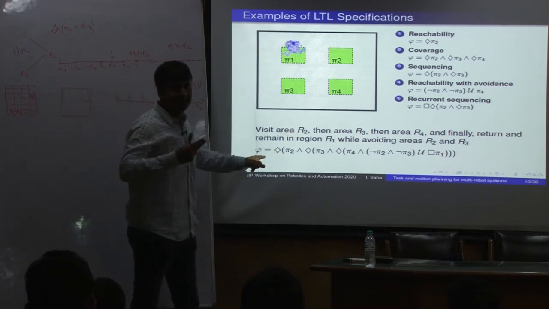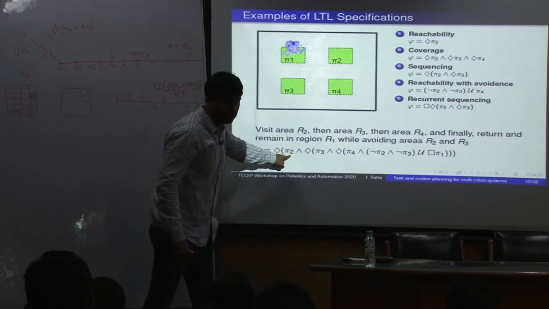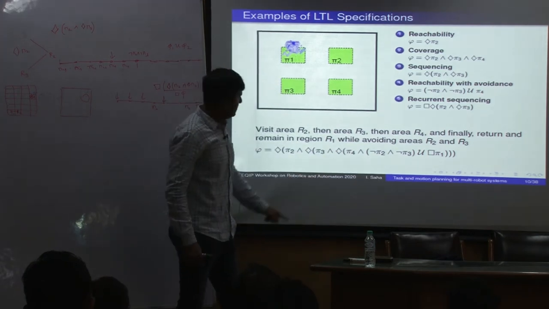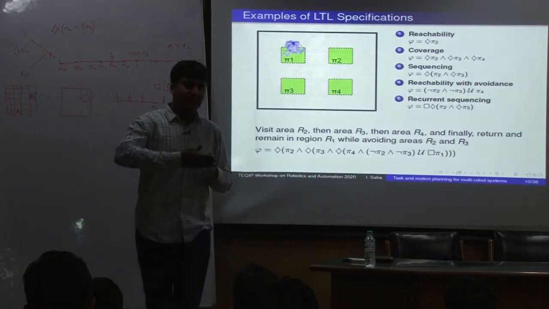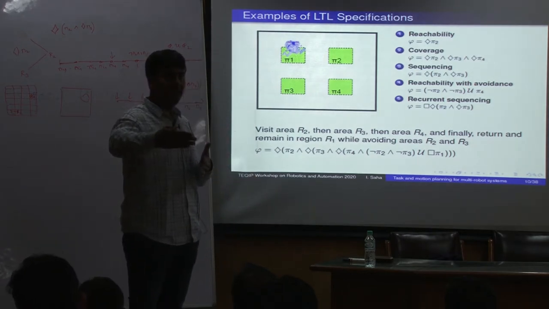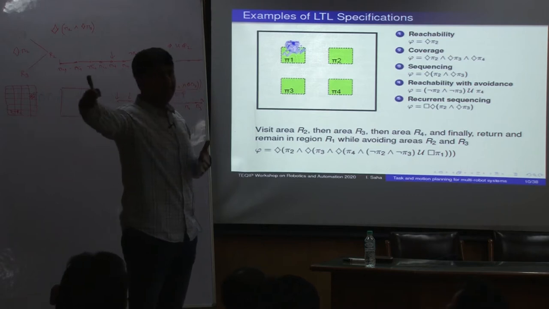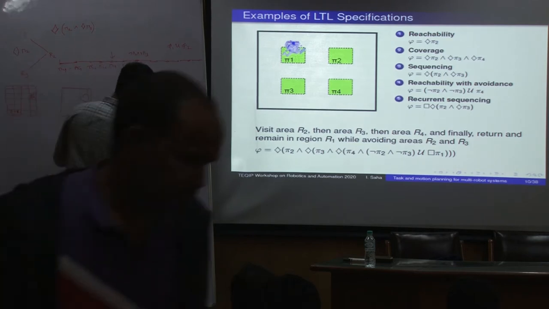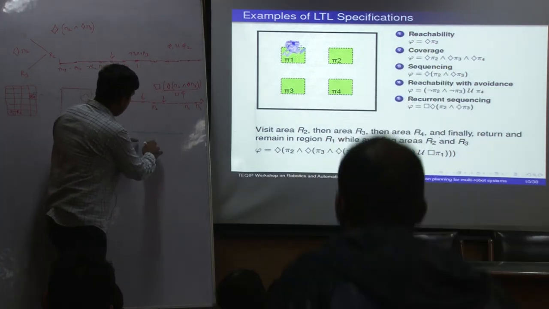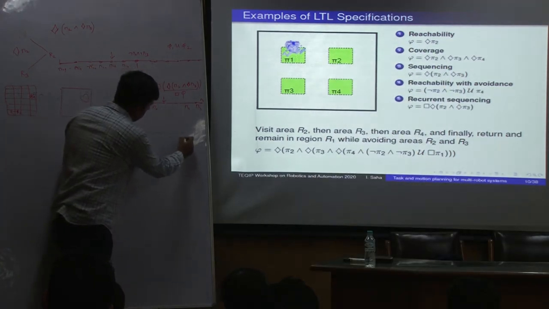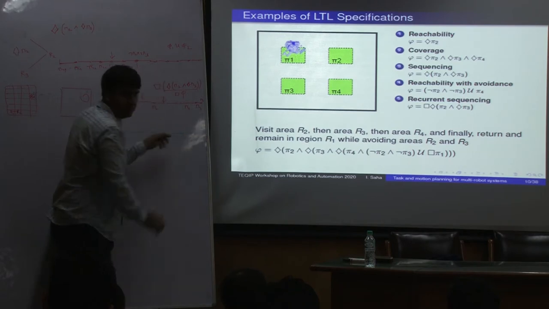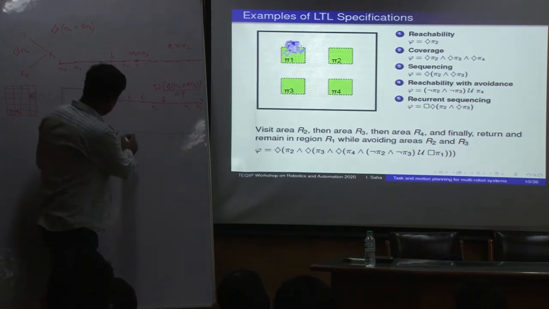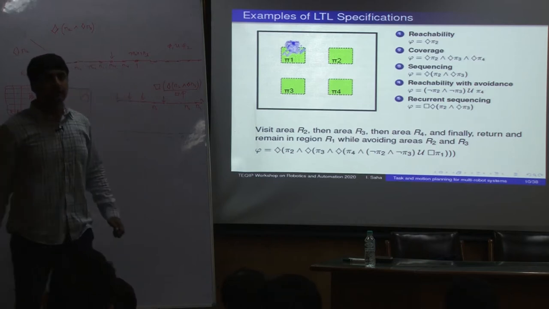So again, say initially there is a sequencing, right? So it has to go to region R2, from there region R3, from there region R4. This is what we have done, and from there it has to go back to region R1, and it has to always be there, right? So that means after visiting R2, R3, R4, it should be in a state like in all steps in the future it is in R1, right?